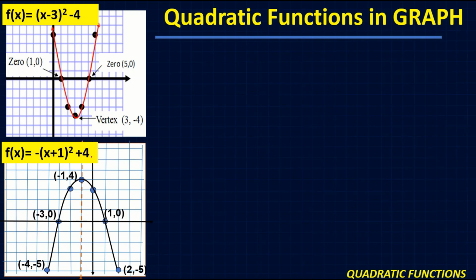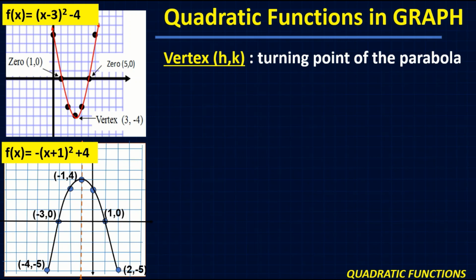Lahat ng quadratic functions ay meron tayong tinatawag na vertex point. Vertex point, it is the turning point of the parabola. It is represented by h, k. In these two graphs, we have this vertex dito sa first graph na 3, negative 4. Okay, and then in the second graph, we have this vertex of negative 1, positive 4.